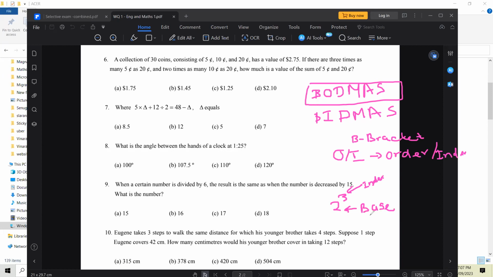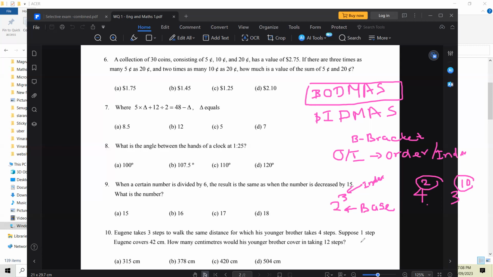Can you give me an example for order? I gave 2 to the power 3. Can you tell me anything? Well, we don't learn power at school. It's like 4 to the power 2. See? Then 2 is the index or order, right? 4 is the base. Maybe 3 to the power 10. This is order, right?